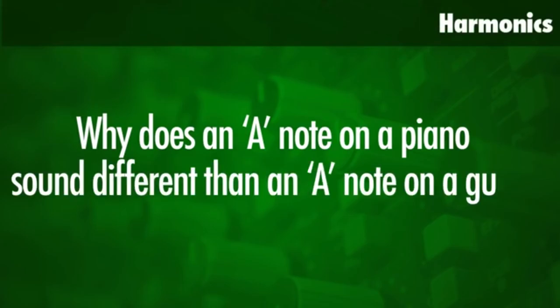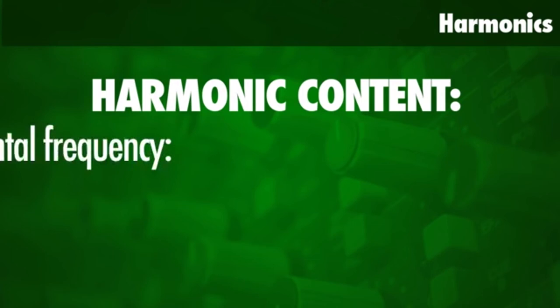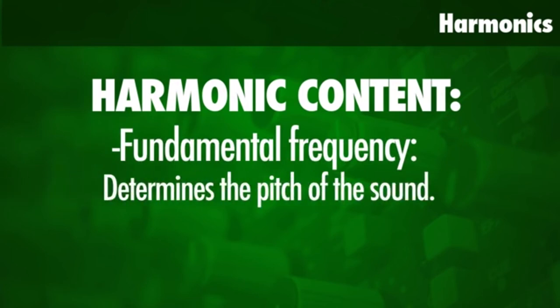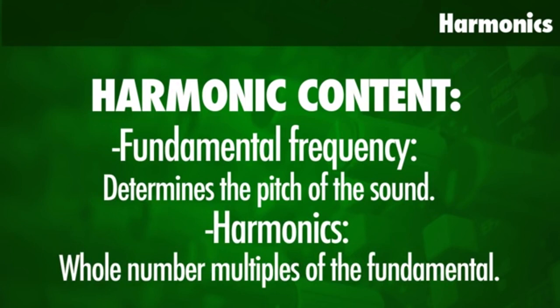Why is it that an A note on a piano sounds different than an A note on a guitar, even though they're both playing an A note? This has to do with the harmonic content. The harmonic content of a sound can be categorized in two groups: the fundamental frequency, which is the sine wave which determines the pitch of the sound, and then we have the harmonics, which are the sine waves that are whole multiple numbers of the fundamental frequency.